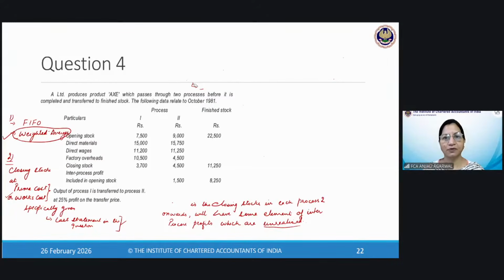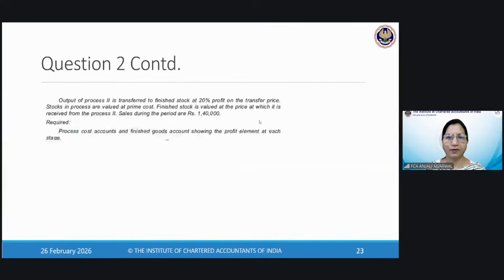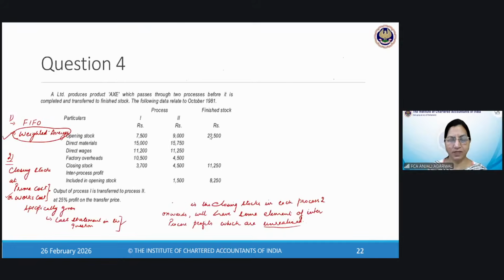Firstly, I'm sure you've understood the concept of what we mean by inter-process profits. It implies that the output of the first process is moving to the next process, not at cost, but at some profit. This is called the transfer price profit. Let me just complete this question and you will have your answers.